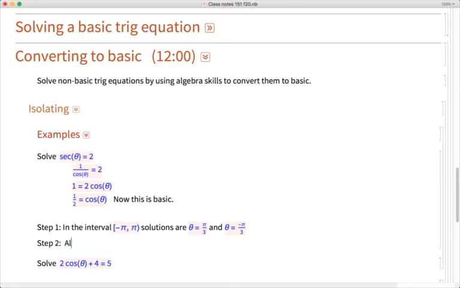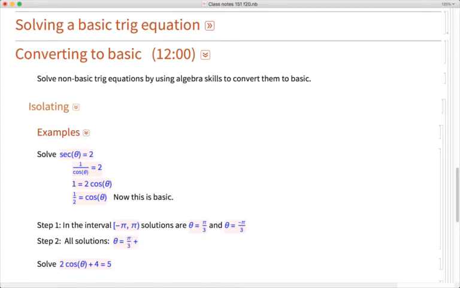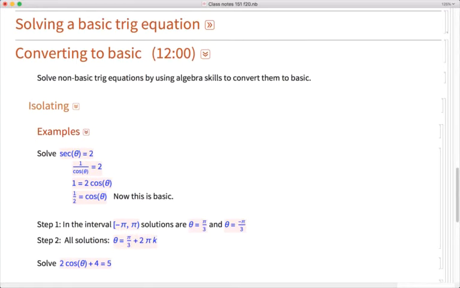So all solutions. Oops, missed my theta. That's theta equals pi over 3 plus 2 pi k, because the period for cosine is 2 pi, and theta equals minus pi over 3 plus 2 pi k.